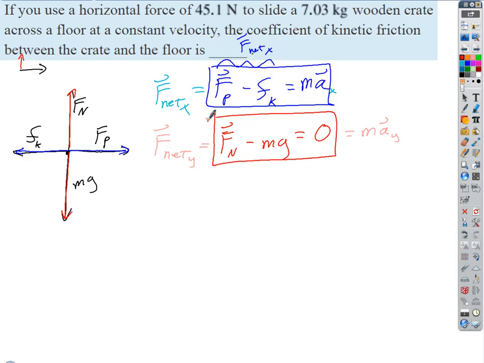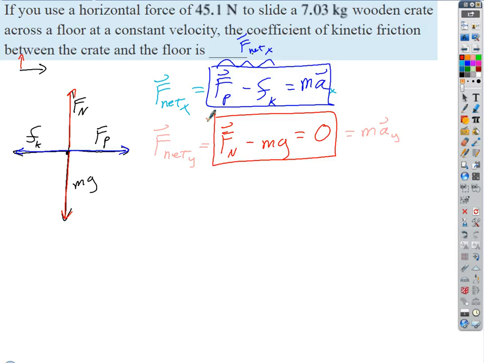Okay, so good. But we want to find the coefficient of friction, and so we need some other supporting equation. We need to be able to write what the kinetic friction is in terms of its ingredients, right? We have an equation for that. Our model is right there, right?